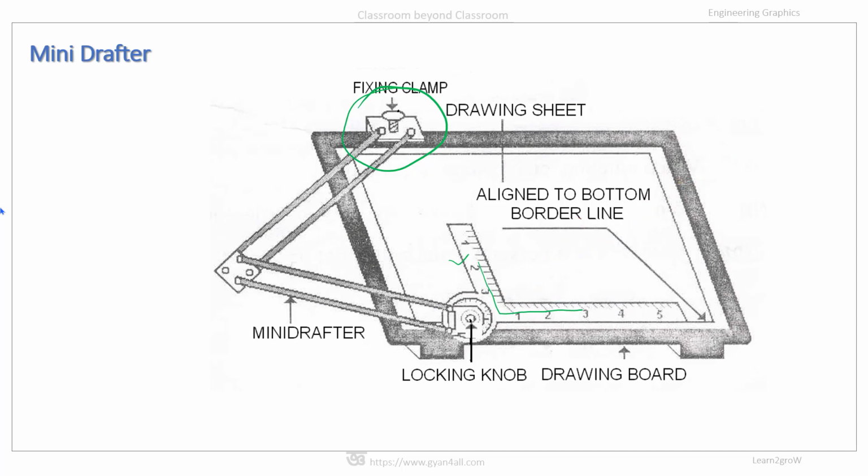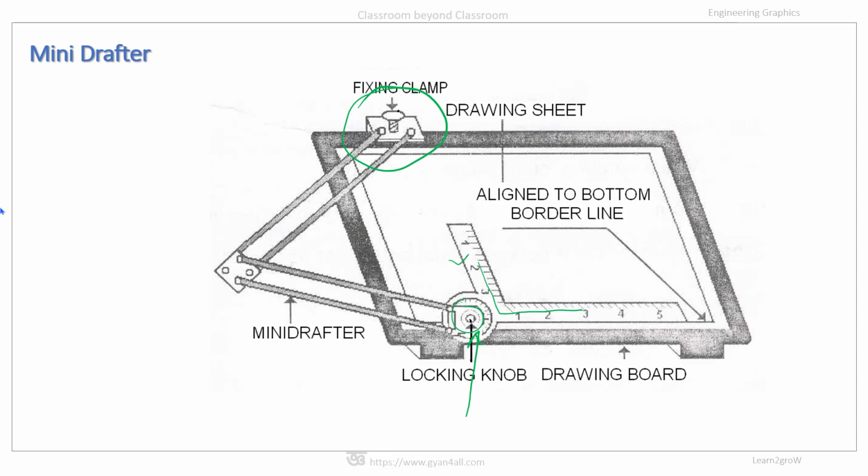And this L-shaped scale can be rotated to any desired angle with the help of these locking knobs. Moreover, it can be moved to any desired position of the drawing board. The scale can be moved to any position within the drawing board. So at this present position, the working edge is in horizontal position. So you can draw both horizontal and vertical lines at this position.